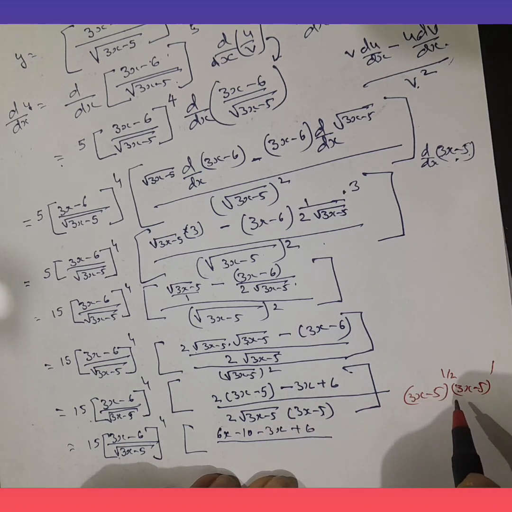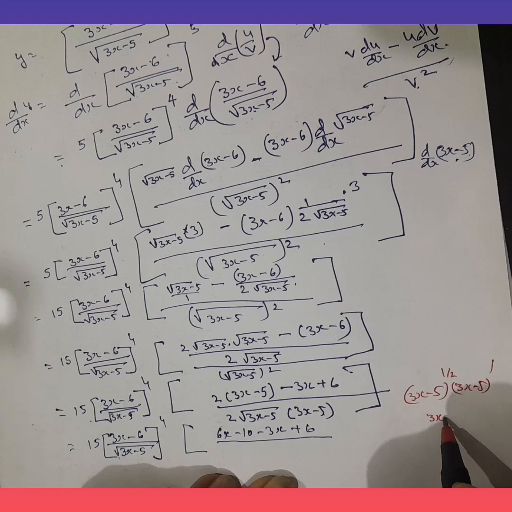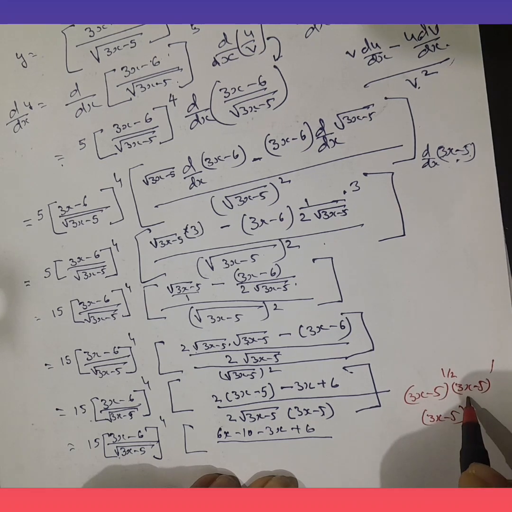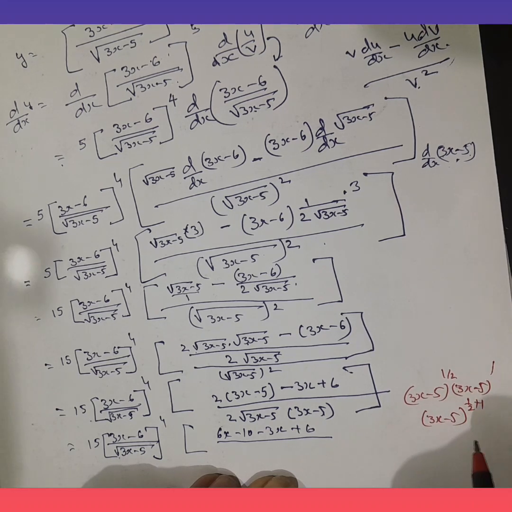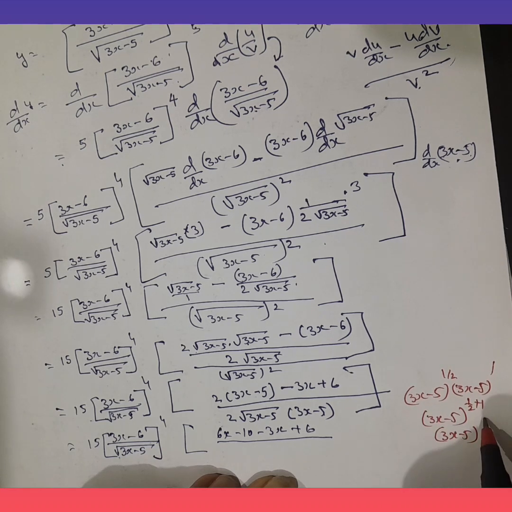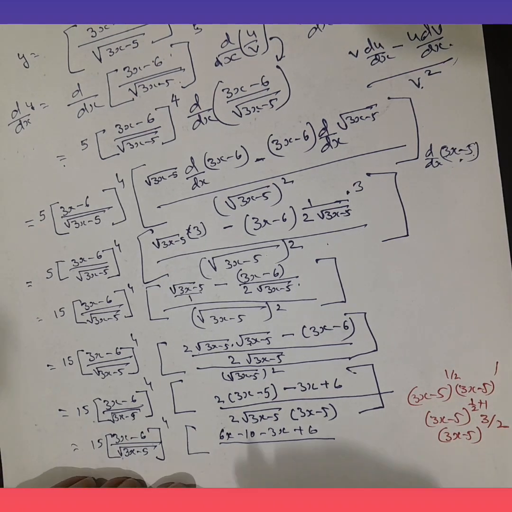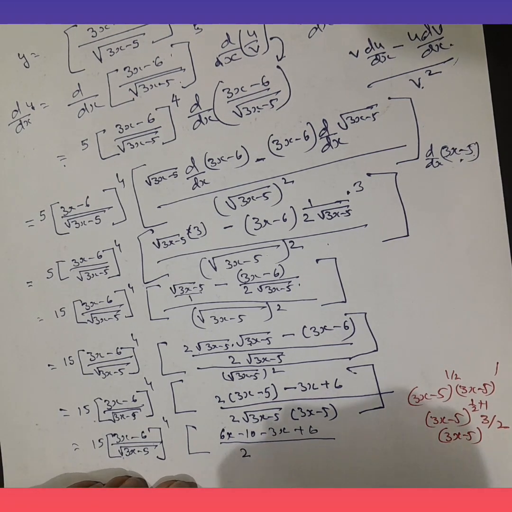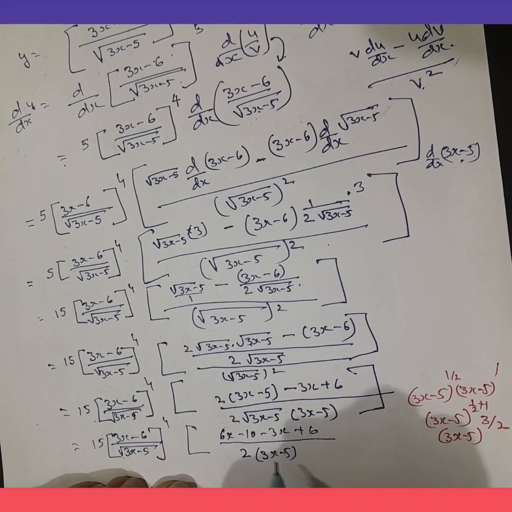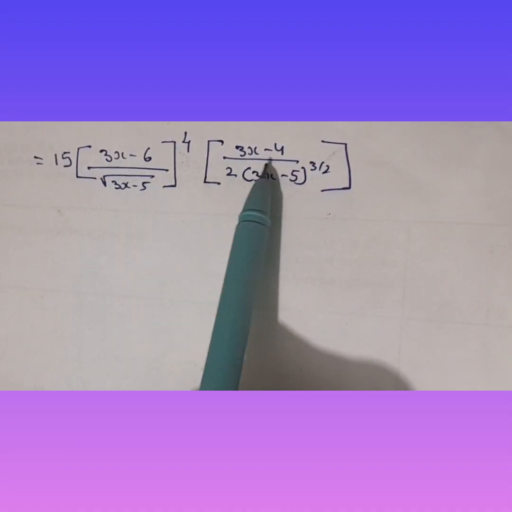So as per the law of indices, when the base is common, we have to add the powers. So it becomes 3x minus 5 raised to half plus 1, that is equal to 3x minus 5 raised to 3 by 2. Alright. So what we have below here is 2 into 3x minus 5 raised to 3 by 2. Okay, this is what we got.